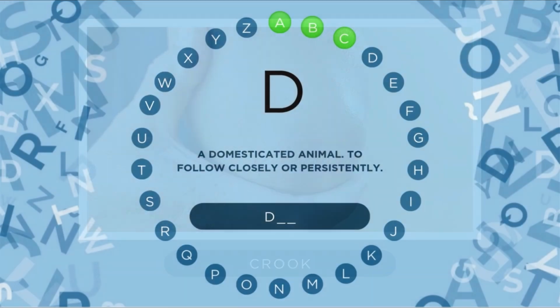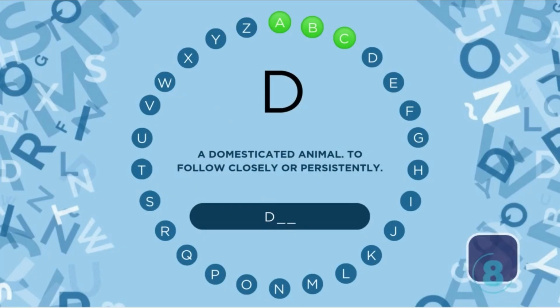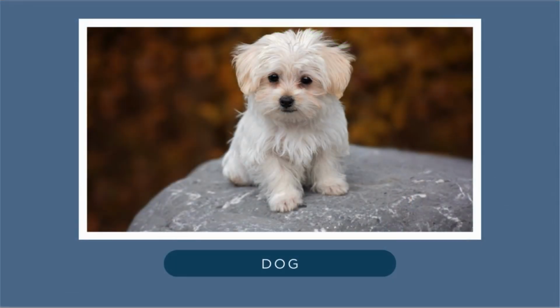Letter D is coming up. A domesticated animal, or to follow closely or persistently. I think this one's pretty easy for letter D. And the answer is, of course, dog.